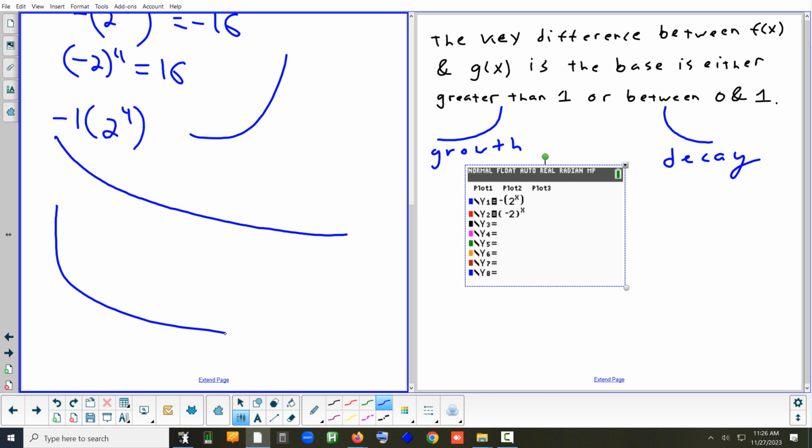Any question on the difference between when the base is growth versus decay? What if the base is a negative? Then it's not an exponential. It's not even an exponential function. We don't even talk about that.